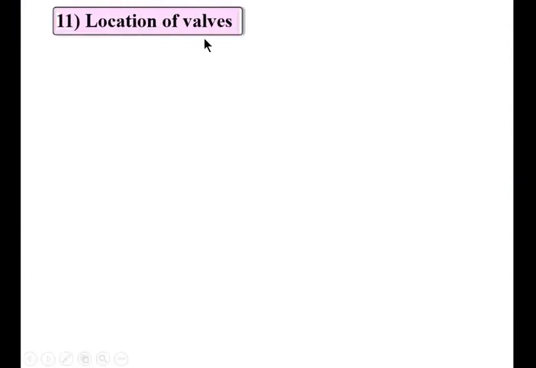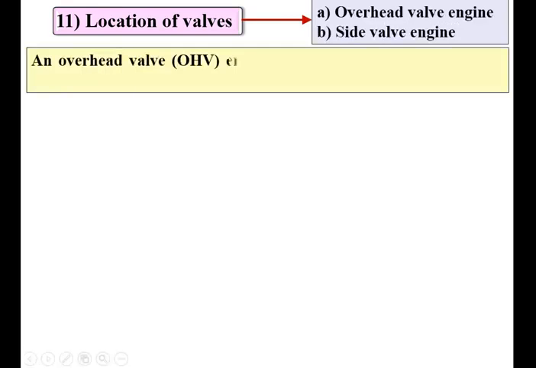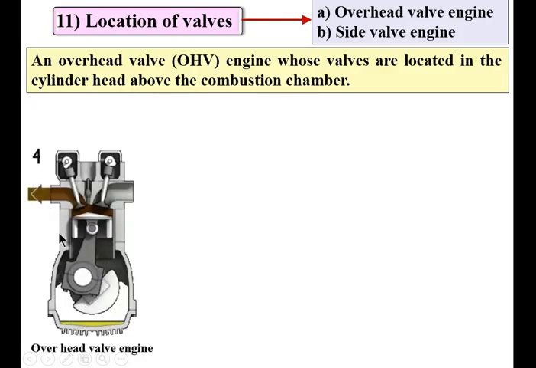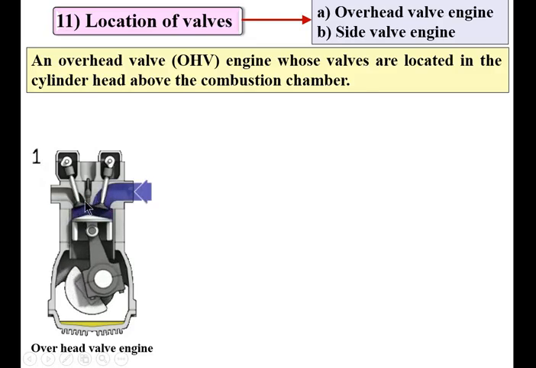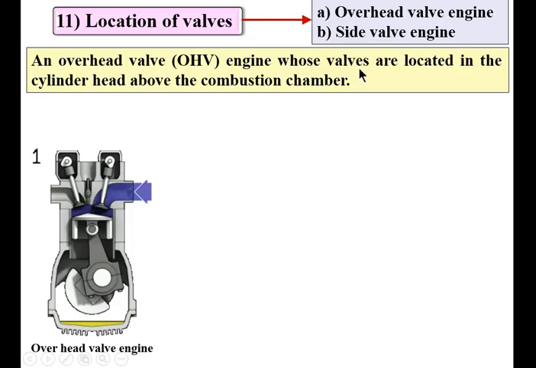Next, according to location of valves, overhead valve engine, side valve engine. An overhead valve engine is one whose valves are located in the cylinder head above the combustion chamber. So here you can see these are the two valves and this is the combustion chamber. So these two valves are located in the cylinder head, that is above the combustion chamber. You can see in this figure, the valves are located in the cylinder head above the combustion chamber.